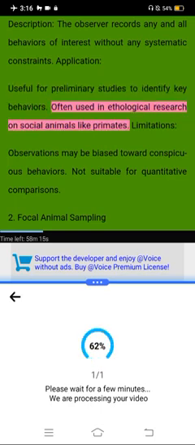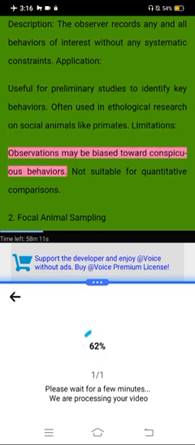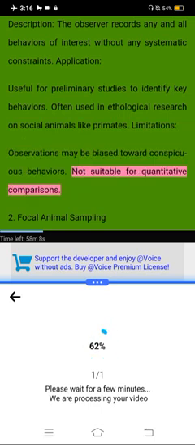Often used in ethological research on social animals like primates. Limitations. Observations may be biased toward conspicuous behaviors. Not suitable for quantitative comparisons.